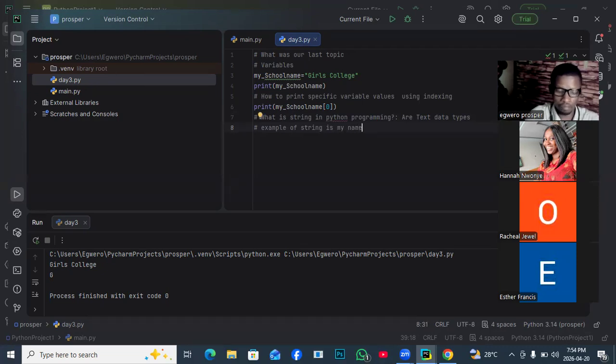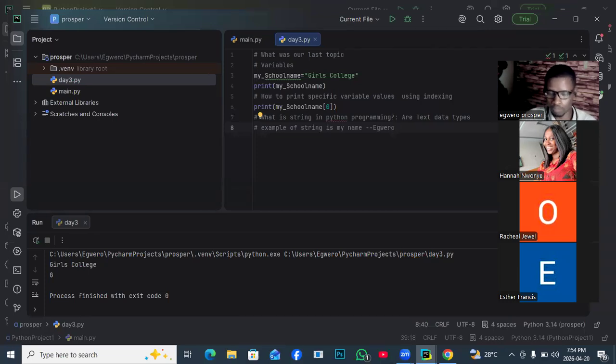My name, which could be Eguero. So Eguero is a string. Who can tell us why Eguero is regarded as a string? Can somebody try? Why is Eguero a string? Can somebody try?